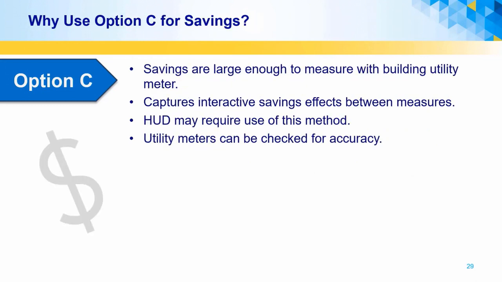When is it a good idea to use option C baseline for measuring avoided utility costs? When the utility savings are large enough to be accurately measured by the building level meter. When savings are too small, say less than 15% of the total baseline consumption, then there is limited ability to accurately measure savings with the building utility meters.